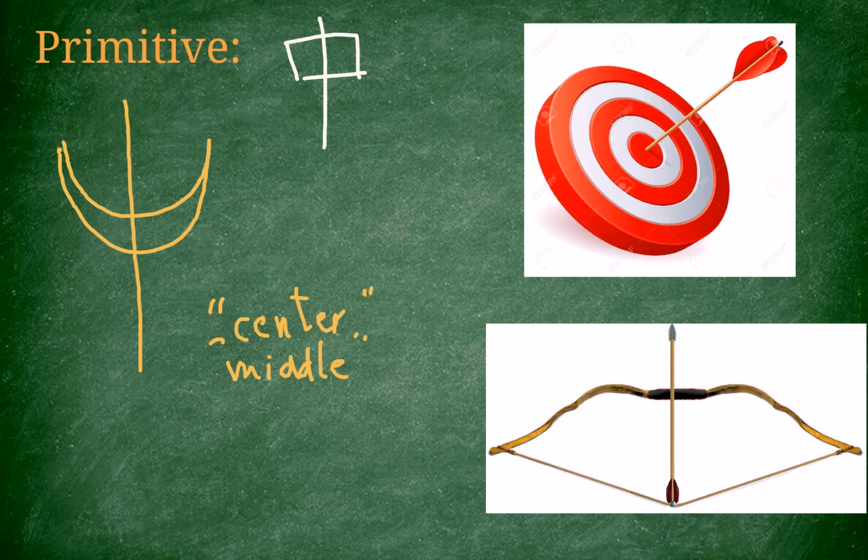So you have two interpretations, or at least I see two interpretations from this. One is, similar to the arrow, here's the arrow, and it's right in the middle, or in the center of the target, just like this simplified picture. Okay, so that's one way to look at it.